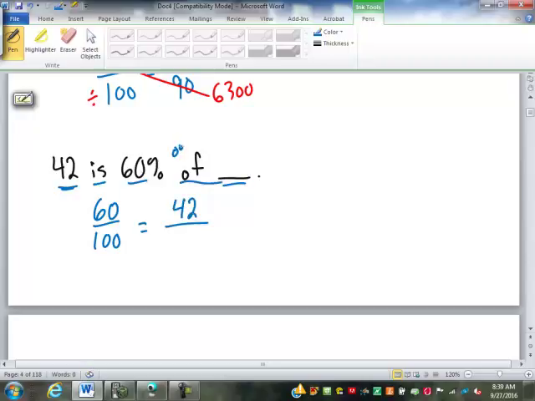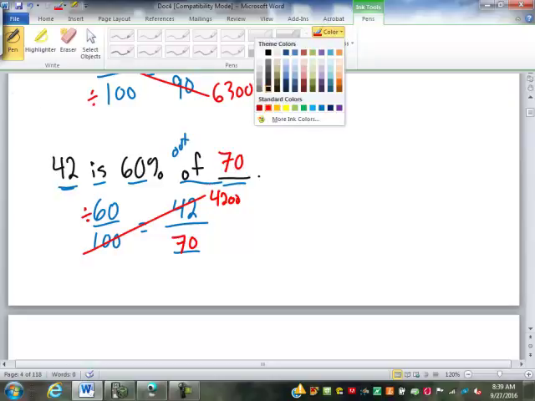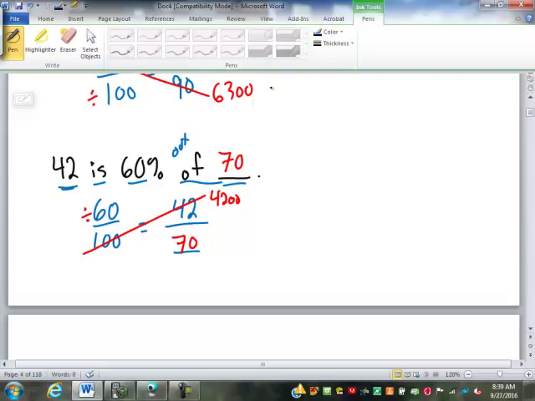Of blank, we can read that as out of blank. Implies the blank goes on bottom. Cross, multiply, and divide. 100 times 42 is 4,200. Divided by 60 is 70. 42 is 60% of 70. Any questions so far?